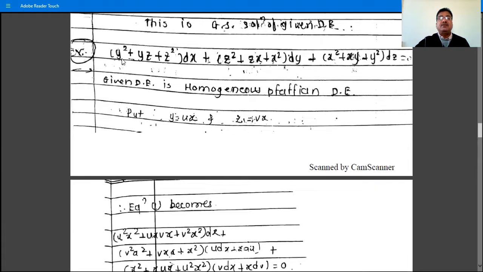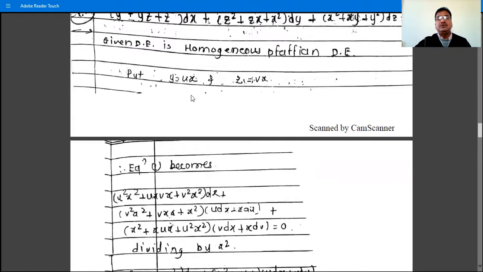Next example: (y square plus yz plus z square) dx plus (z square plus zx plus x square) dy plus (x square plus xy plus y square) dz is equal to 0. And obviously, if you observe, each of these coefficients is a homogeneous function of degree 2. And therefore, the given equation is a homogeneous Pfaffian differential equation.